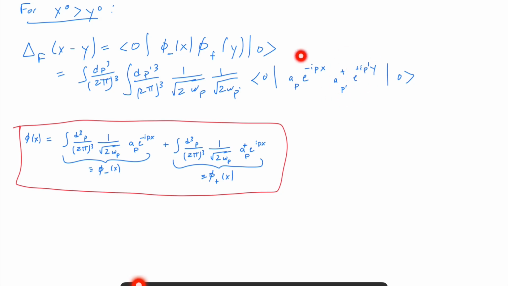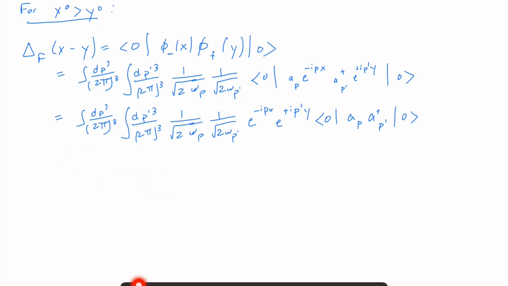And then I've already done some of the work, skipped a step or two, and left the operator stuff and the exponential stuff here, and pulled out of the inner product some of these terms over here, the integrals, and these factors of 1 over square root of 2ω_p and 2ω_p'. So that's what this thing here is. This is just using that continuous definition that we talked about before, re-expressed over here.